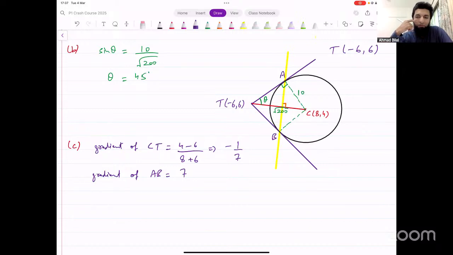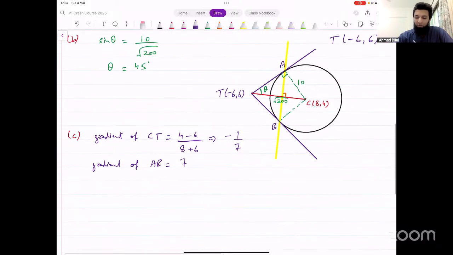But now we need one point on the line AB. Do we have any point? And if we don't, how do we find that one point? Midpoint of T and C, why?